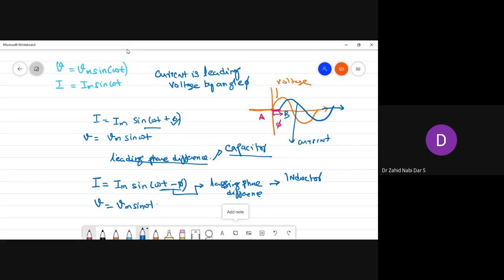Now it can be the other way also. Suppose you did not ask me till now. Suppose I write I is equal to Im sine omega t, but V is equal to Vm sine omega t minus phi.